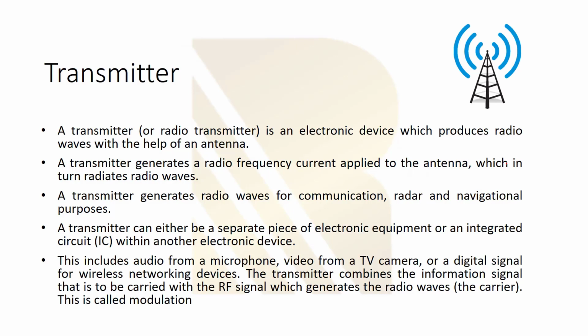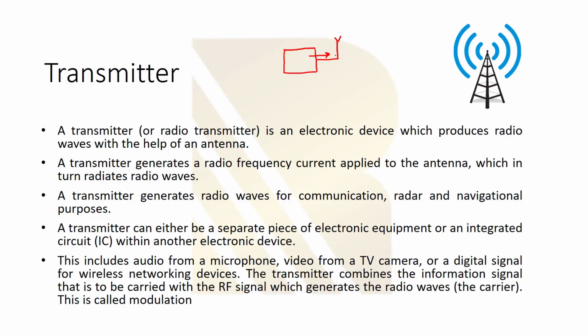Let's talk about transmitter. A transmitter is an electronic device which produces radio waves with the help of an antenna. So basically, transmitter is a block, and it's connected to the antenna. A transmitter generates a radio frequency current, and it gives it to the antenna, and after that the antenna radiates and produces radio frequency waves. Transmitter generates radio waves for communication, radar, and navigational purpose. The transmitter can either be separate pieces of electronic equipment or an integrated circuit, which is called IC, within another electronic device. So transmitter transmits lots of data, for example, data from microphone in mobile, TV data, camera, digital signal, and everything.